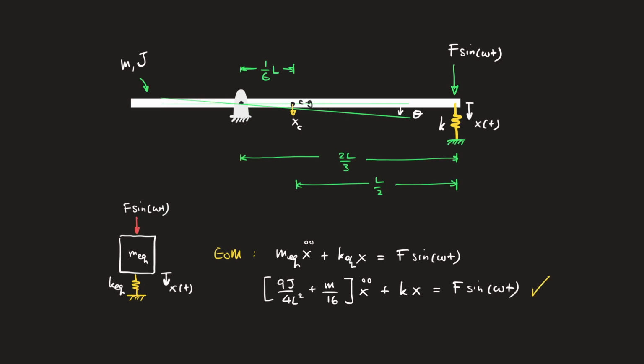In this example, the excitation force is in line with the generalized coordinate x(t). What if the force is at the opposite end of the bar? What will be the equation of motion? This will be discussed in the next video.